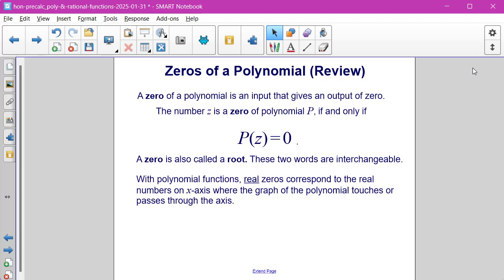Recall that a 0 of a polynomial is an input that gives an output value of 0. The number z is a 0 of polynomial p if and only if p of z is equal to 0. A 0 is also called a root. These two words are interchangeable. With polynomial functions, real zeros correspond to real numbers on the x-axis, where the graph of the polynomial touches or passes through the axis.